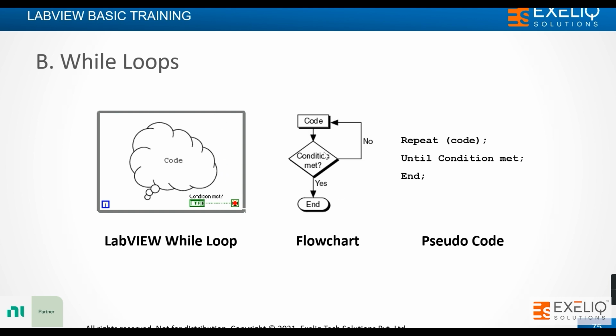This is a basic flow chart. It will again and again check whether the condition is met or not. If the condition is met, then your loop will stop. And this is how a pseudocode generally looks like.